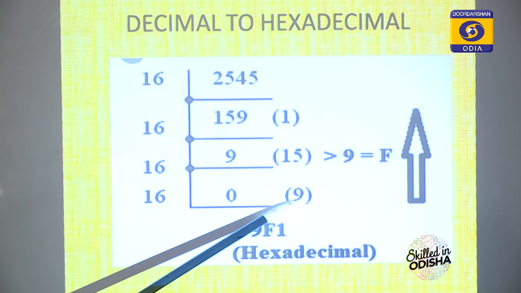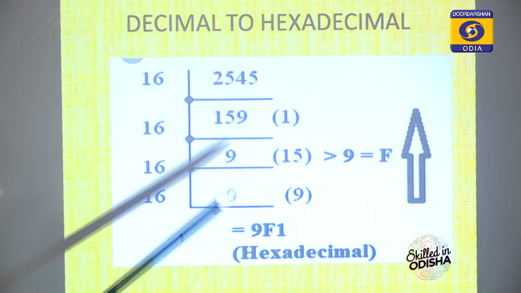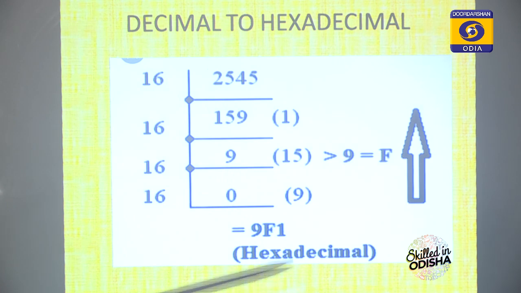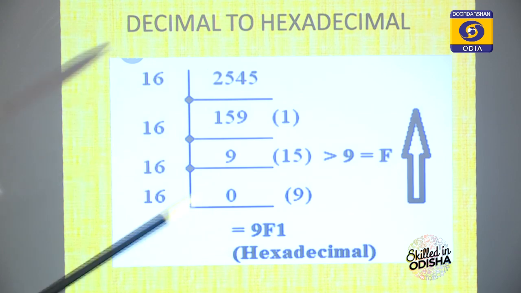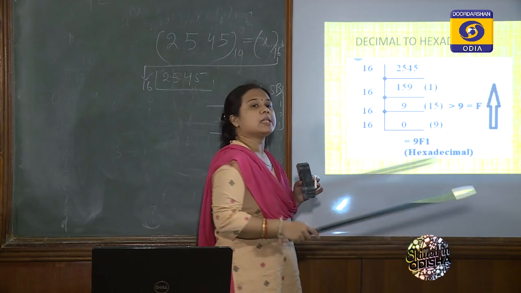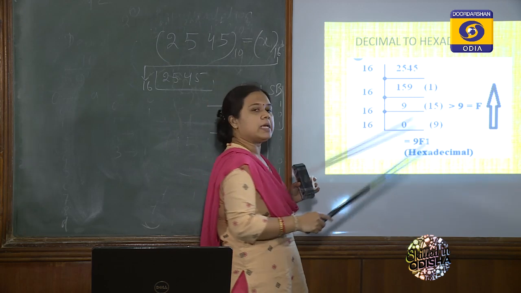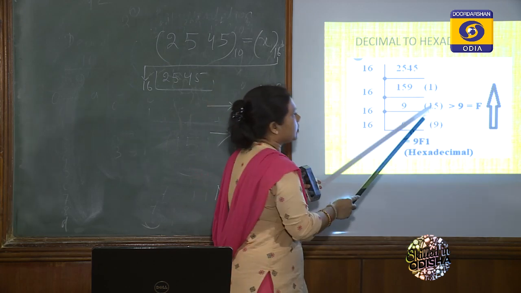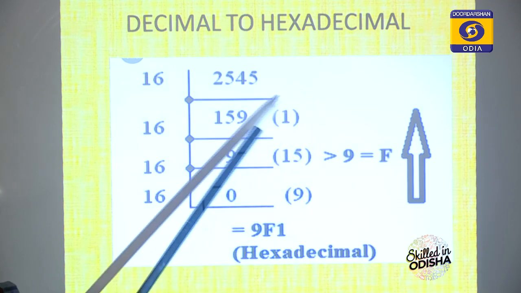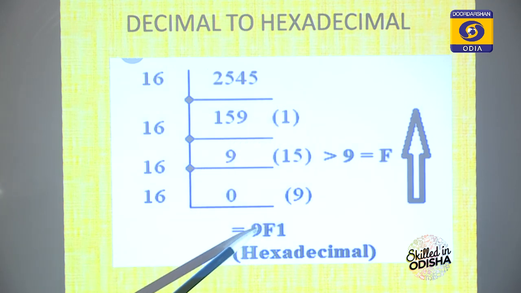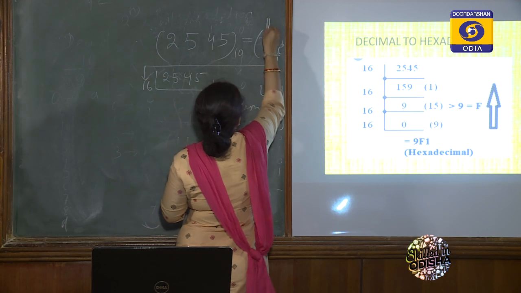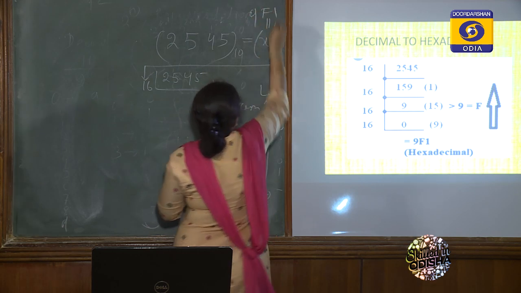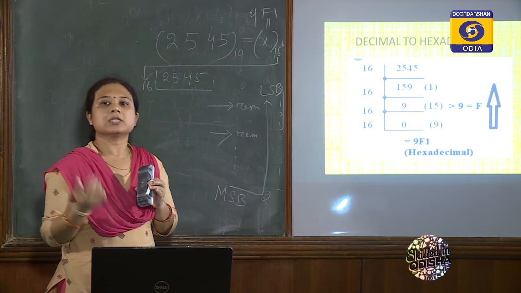The last one is 9. This one is 15. Already I have told that in hexadecimal representation there will be no term as 11, 12. After 9 come 10, 11, 12, 13, 14, 15, respectively represented as A, B, C, D, E and F. So 15 will be represented as F, and this one is 1. So the final answer will be 9F1. That is hexadecimal, base 16. So here x will be equal to 9F1. So this is the decimal to hexadecimal conversion.